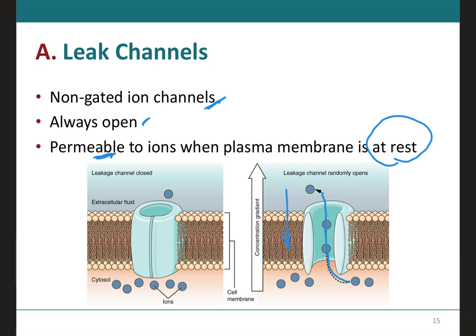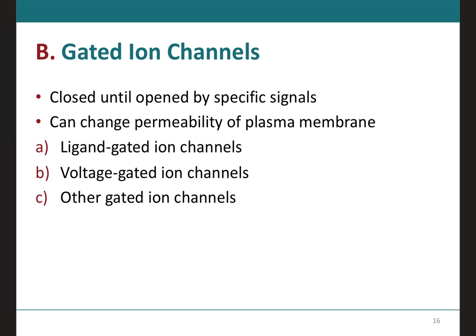Now, the gated ion channels, like the name says, have a gate, and this gate will always be closed until it's opened by a specific signal. By opening and closing, these channels can change the permeability of the plasma membrane. And there are 3 different types of gated ion channels. We have the ligand-gated ion channels, the voltage-gated ion channels, and other gated ion channels, which we will cover in the next few slides.